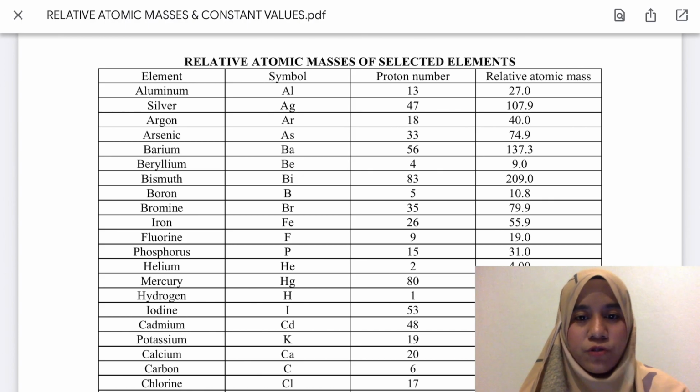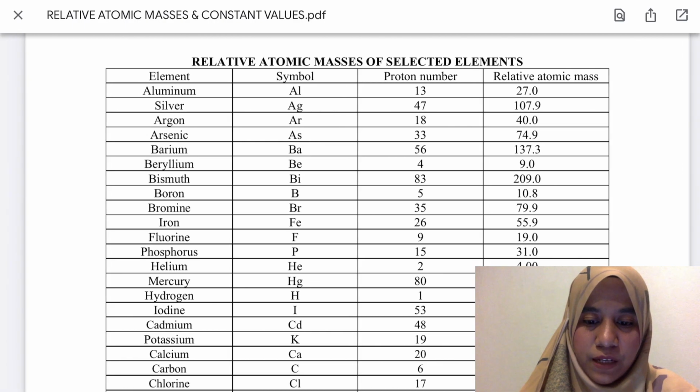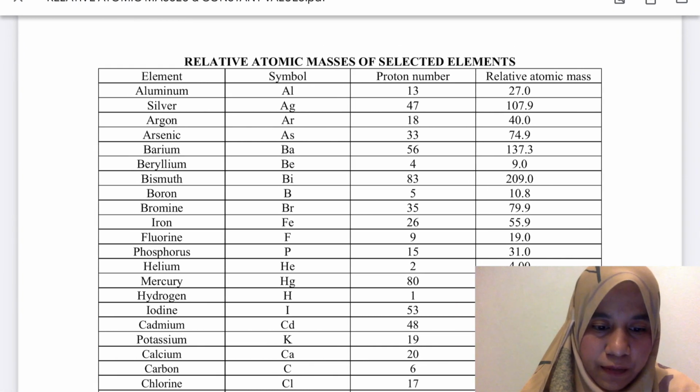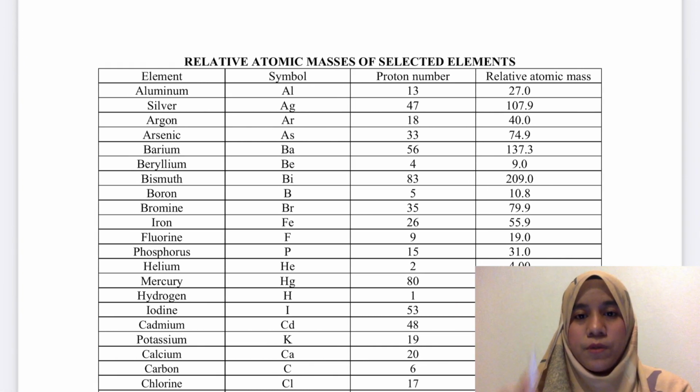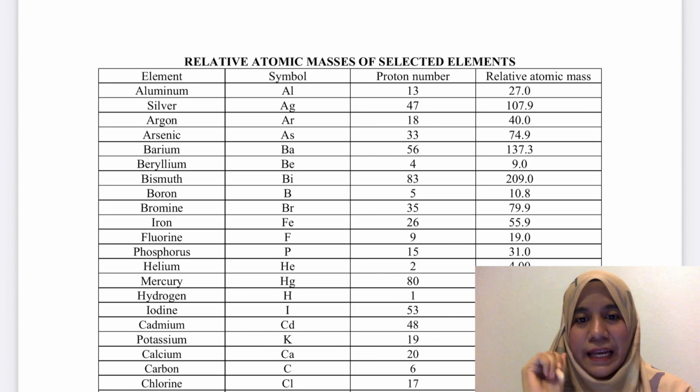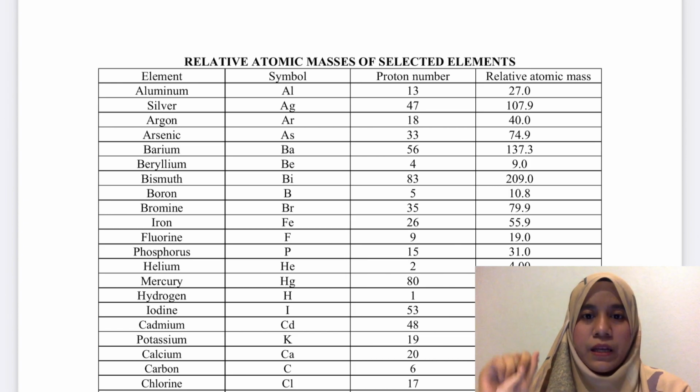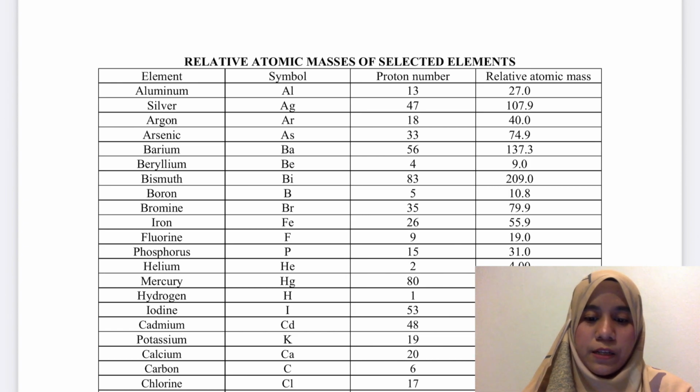So nanti kita akan belajar in chapter 3 based on the proton number itself dekat sini. Yang first kan element symbol, proton number ni. Based on the proton number ni nanti kita akan belajar how to determine the position of the element in the periodic table. Okay. So, yang itu adalah satu.